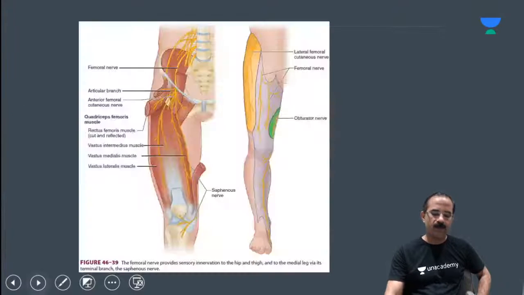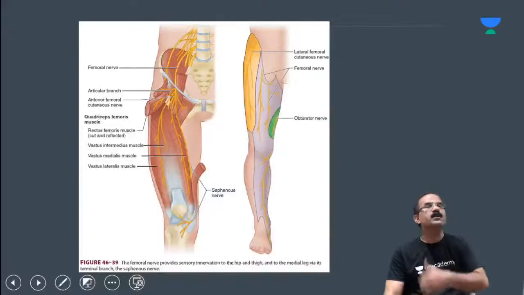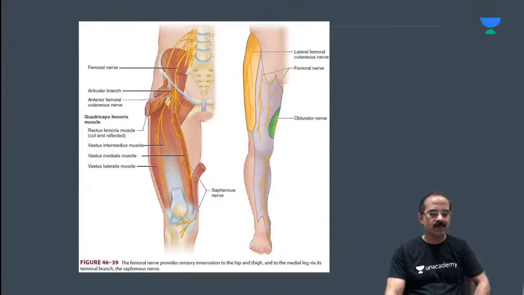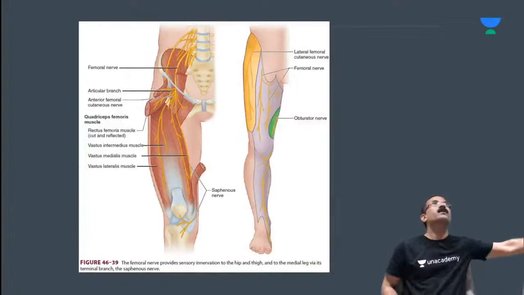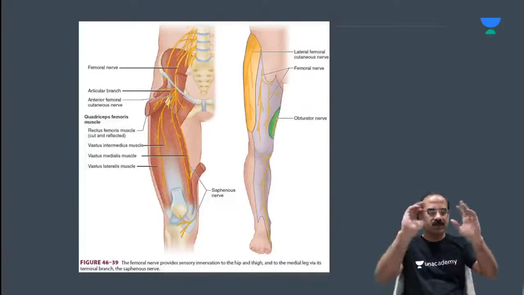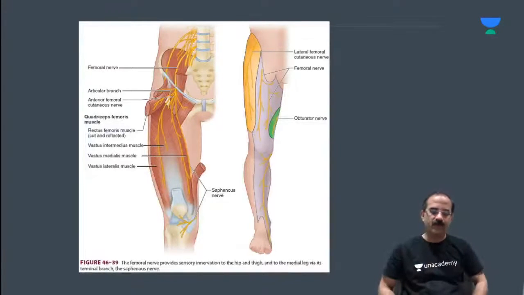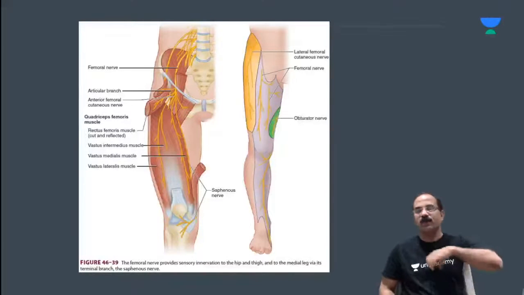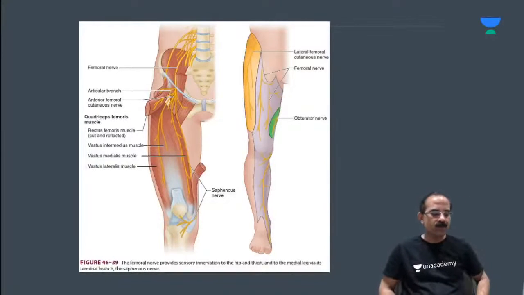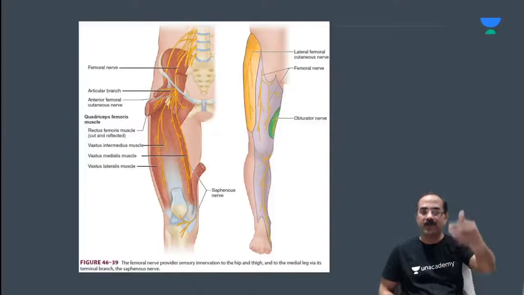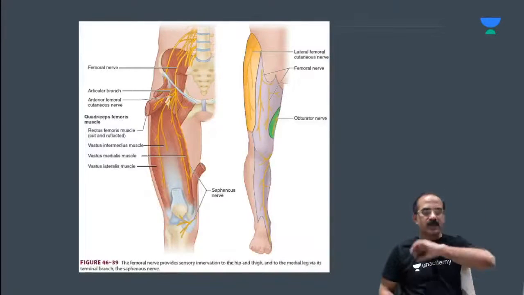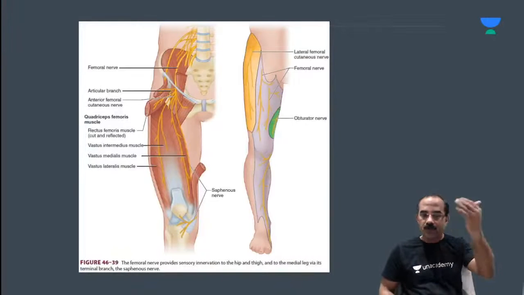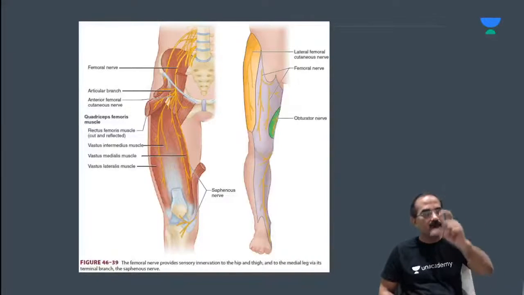Okay. Now, coming to the nerve. Tell me, which is the nerve of this compartment? The nerve of this compartment is the femoral nerve. Arey, awaaz mat kar, Kailash. Femoral nerve. So, let us discuss something about the femoral nerve. Femoral nerve is a branch of what plexus? That's the lumbar plexus. So, femoral nerve is a branch of lumbar plexus.